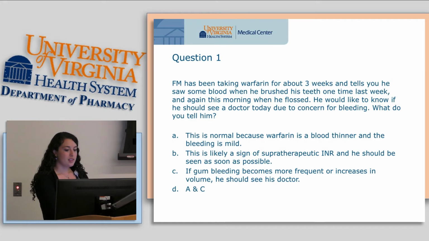Choice A, that it's normal because warfarin is a blood thinner and this is mild bleeding. Choice B, that it's a sign of likely a supratherapeutic INR and that he should be seen as soon as possible. C, if the gum bleeding becomes more frequent or increases in volume, he should see his doctor. Or D, A and C.